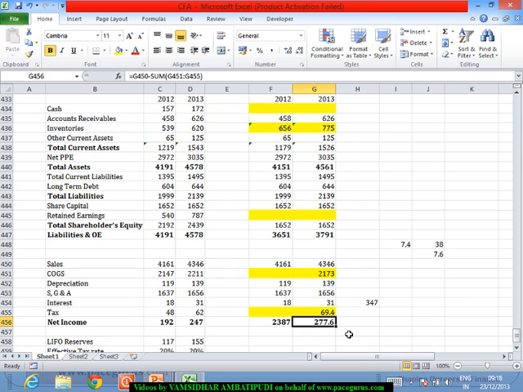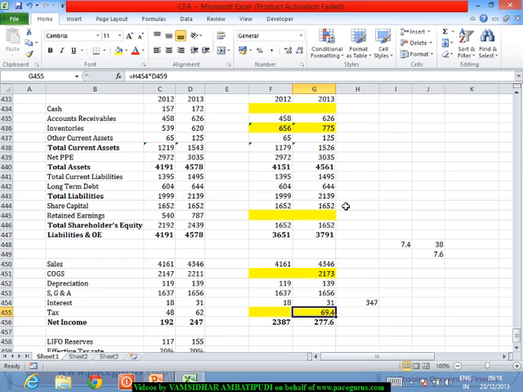Now, what should I do? I am paying more tax here, right? I am paying tax in excess by 7.4. So, obviously, my cash position for this year should go down by that much extent.